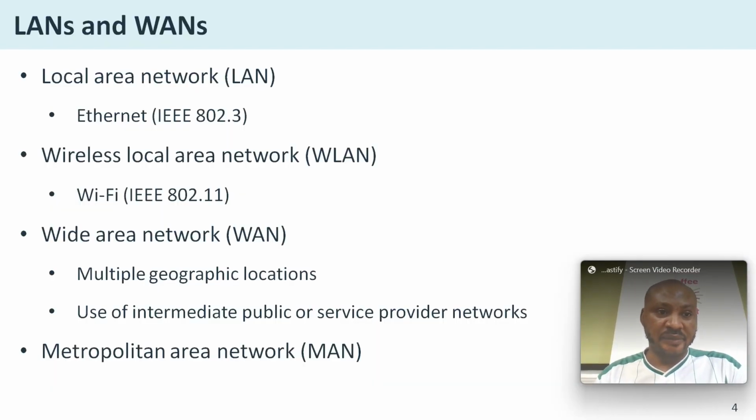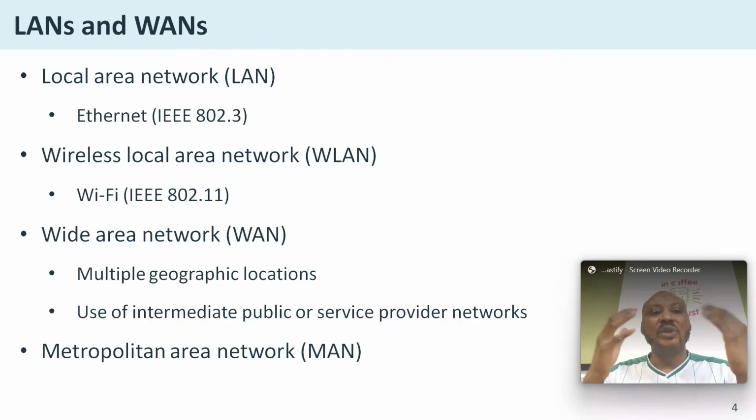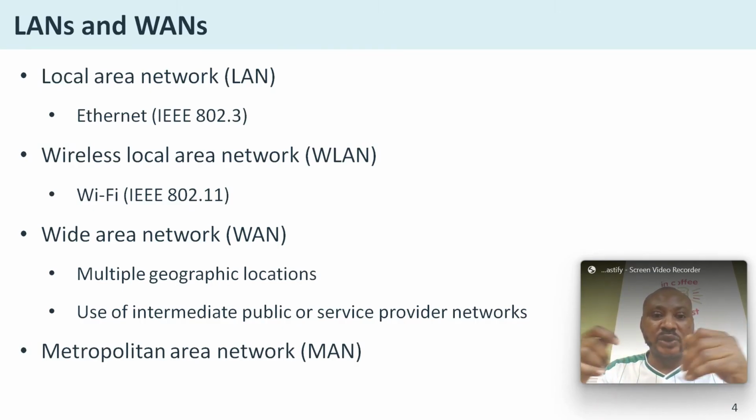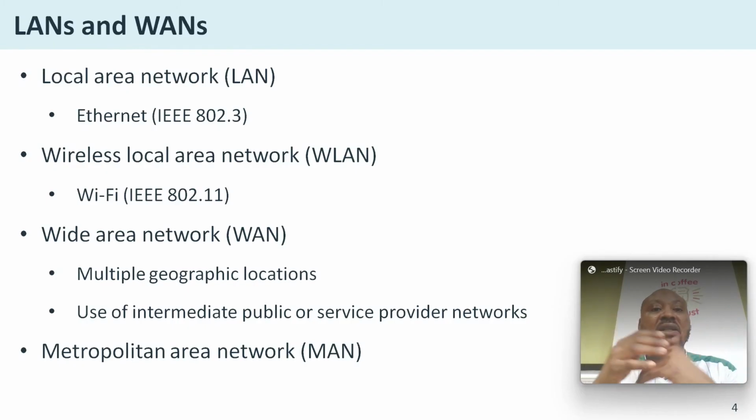Okay, here we go now. LANs and WANs. When we talk about local area network, we have to understand that local area network falls into a category, a standard called Ethernet IEEE 802.3. That includes our normal network we have in our office environment, our home, our office workspaces. We call them LAN, local area network.